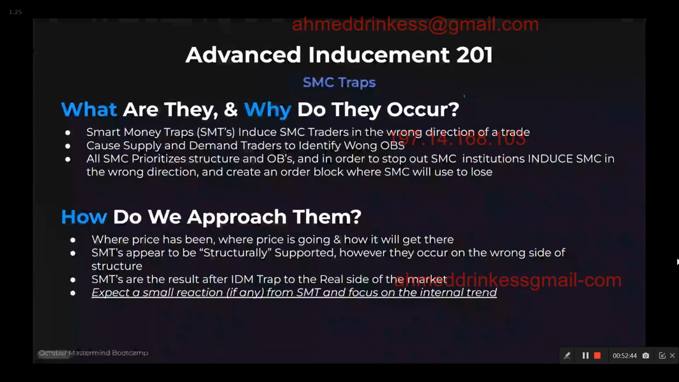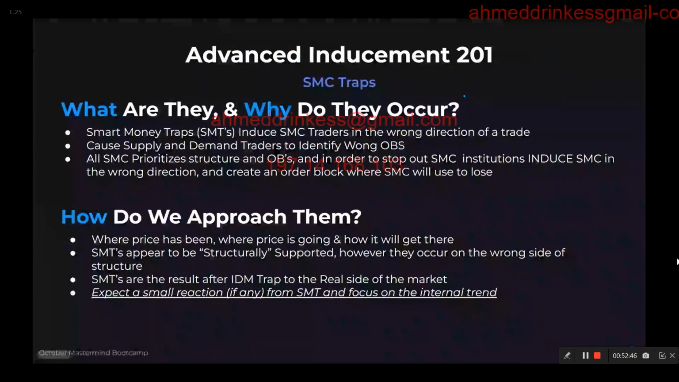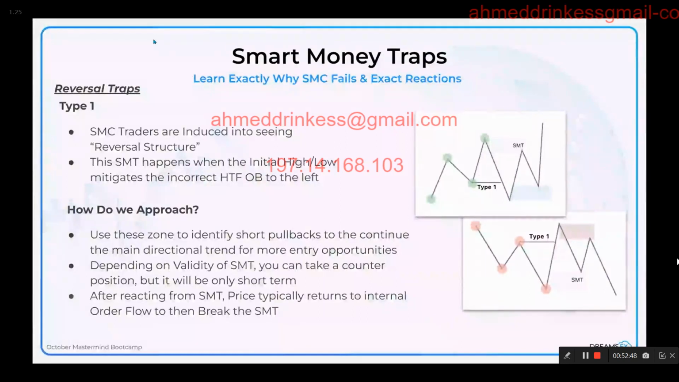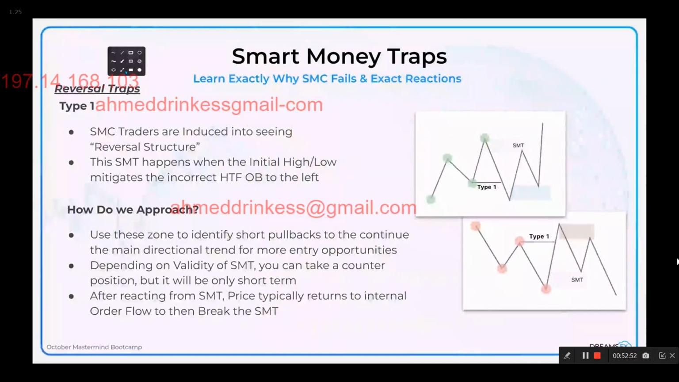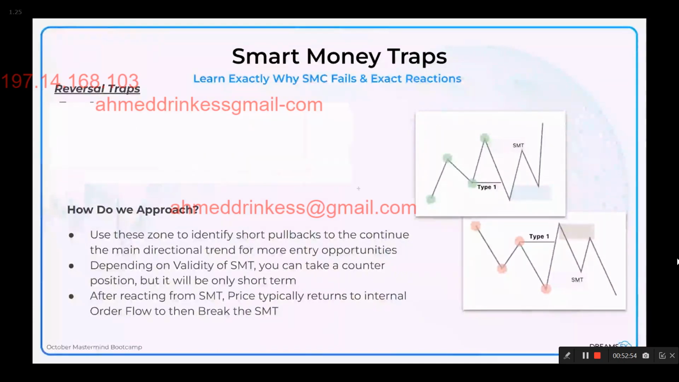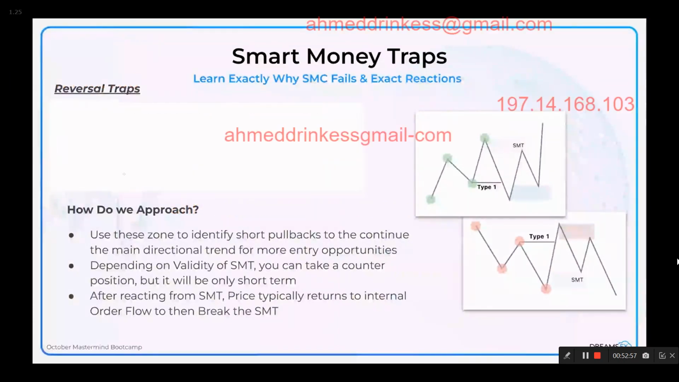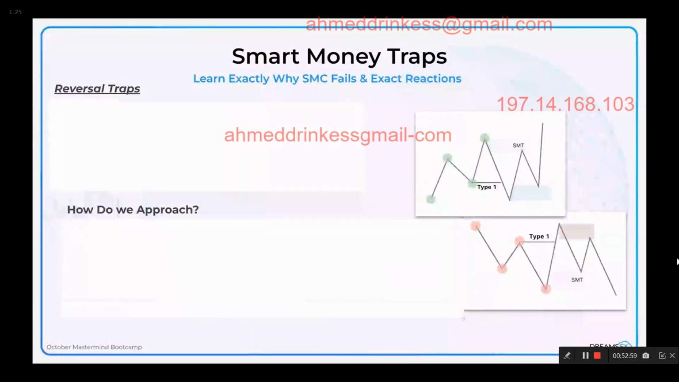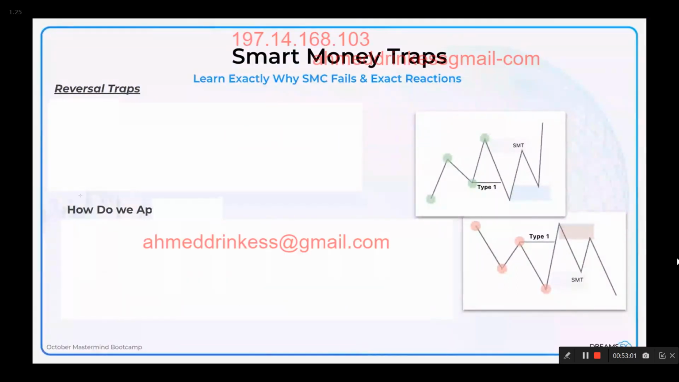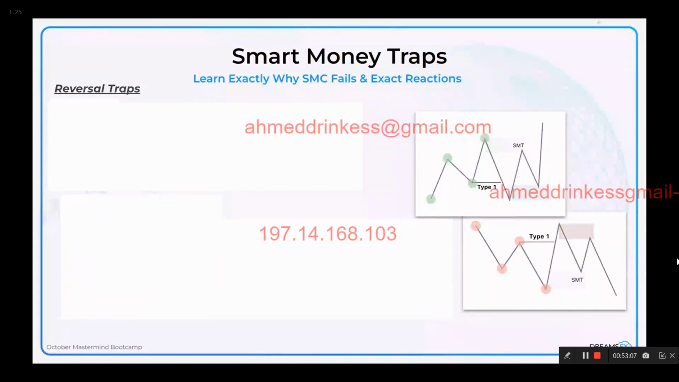All right, so let's get right into it. We have two different types of SMCs, smart money traps. This is what we consider reversal traps. I'm going to let you guys draw these down and then type a one once you are finished. I'll heat up my coffee and I'll be right back. So everyone write this down.